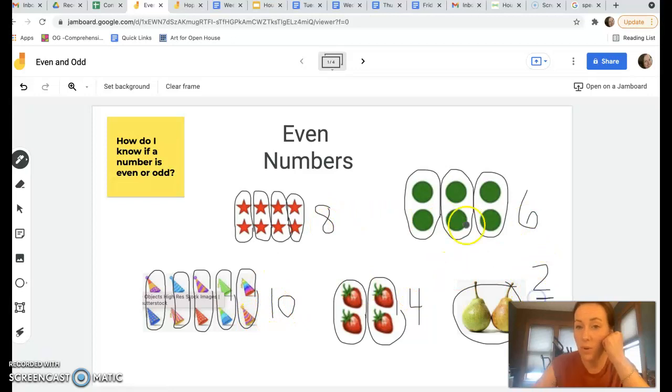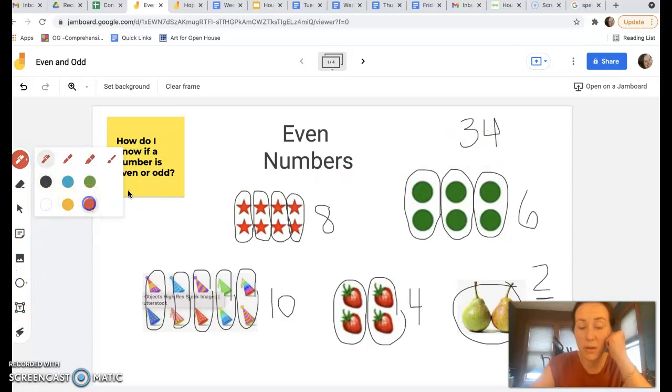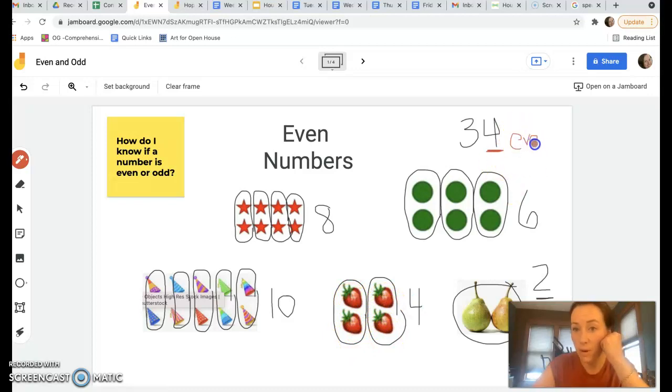So when we have a number like 34, when we look at the last digit in a number, we can tell if it's even or odd. We just figured out that 4 is even because we can make 2 pairs. This is a pair, this is a pair. So 34 is an even number because it ends in a 4, and we know 4 is even.